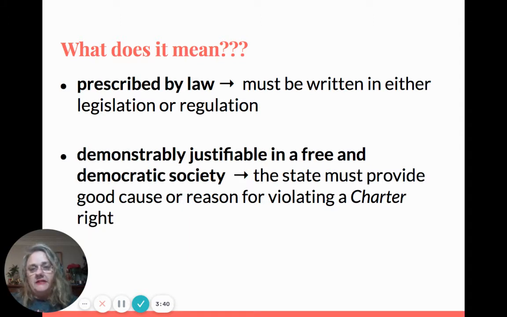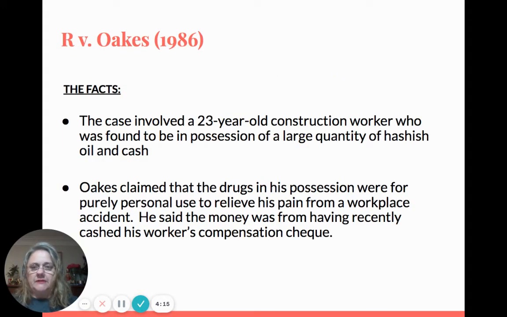And then the second thing it says is that those violations can only exist if they can be demonstrably justified in a free and democratic society. So the government is going to have to make the case that it's a reasonable violation of your rights, and that kind of violation takes place in most democratic countries, that in any free and democratic society, we regulate speech and we don't allow hate speech. And if you were to look to other democracies, you would see, oh yeah, they're doing that too. So that's what that section means.